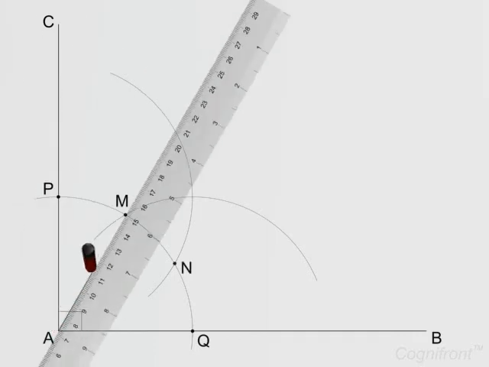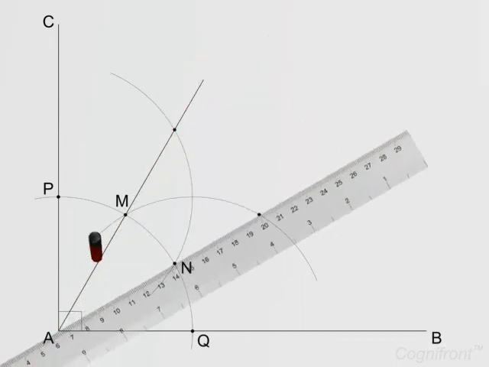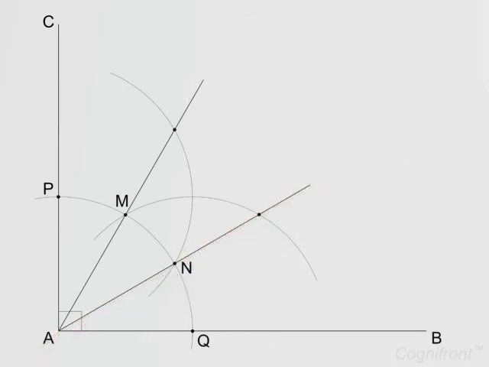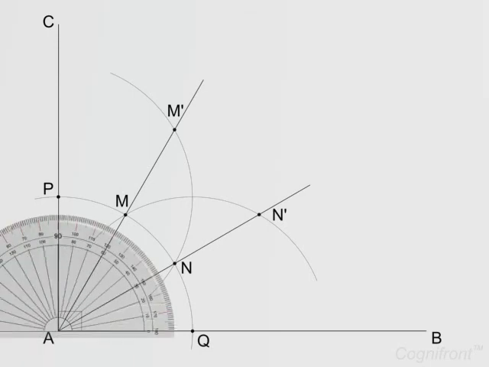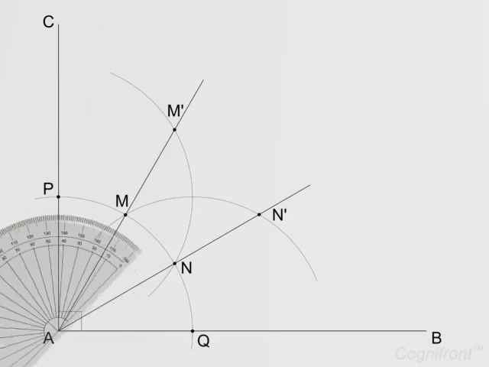Now join AM and extend it till it is long enough. Similarly, join line AN and extend it long enough. Their intersection points with outer arcs are M dash and N dash. So this is how we have created lines AMM dash and ANN dash that divide the angle CAB into 3 equal parts. If you measure them, then they will be 30 degrees each.